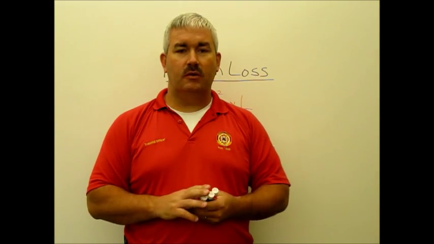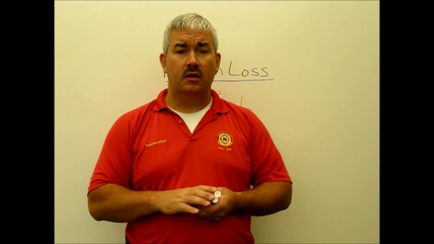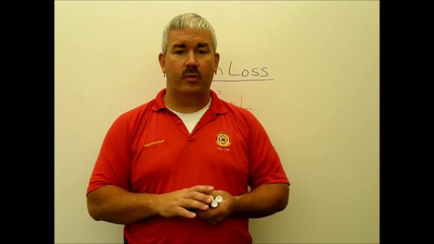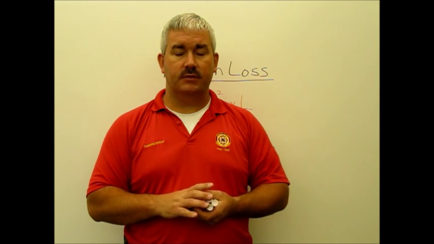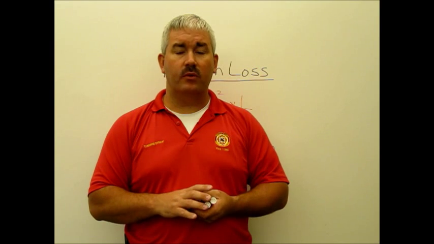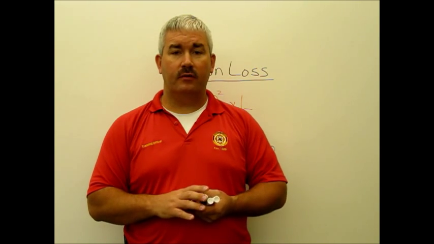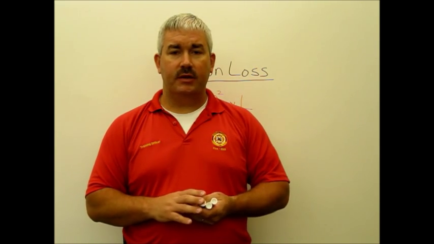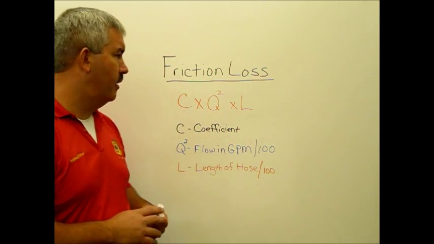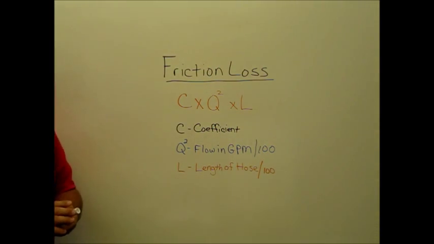Alright, I'm going to show you how to figure out friction loss using different size hoses that we use here in the fire service. First of all, in order to figure out friction loss, you got to know what the formula is to do so. And listed in the text on page 186, you'll find this formula here. It's called C times Q squared times L.